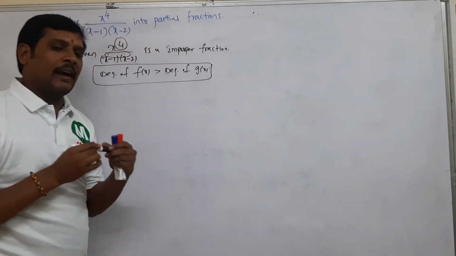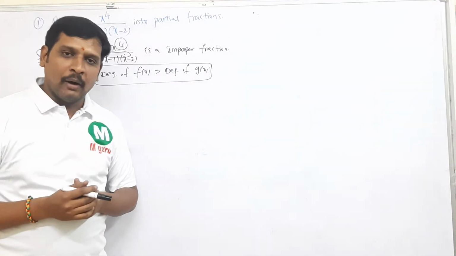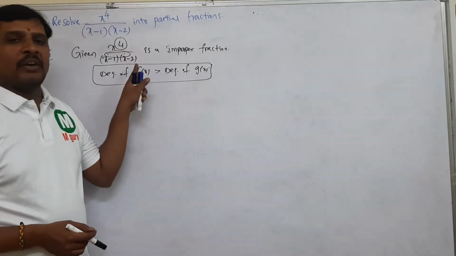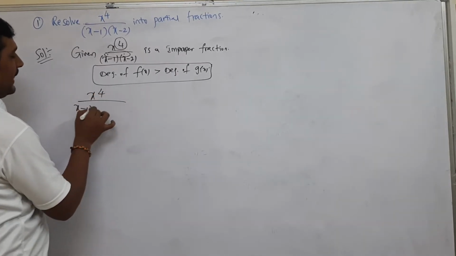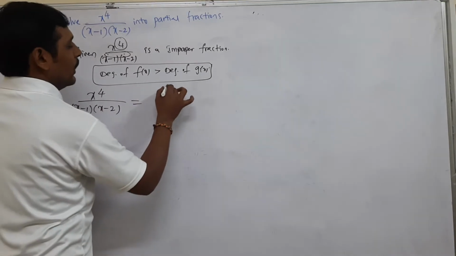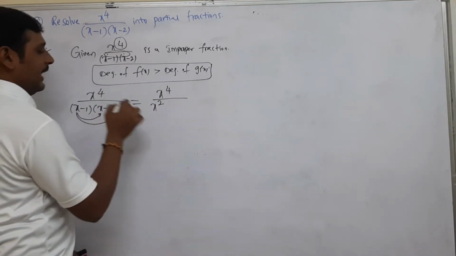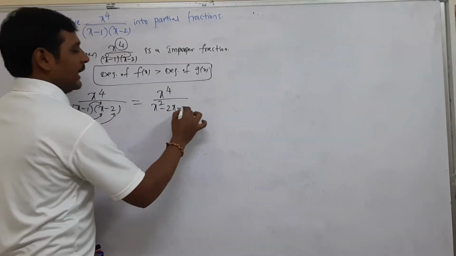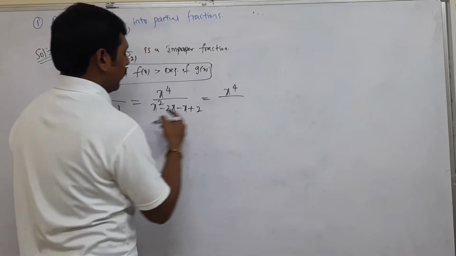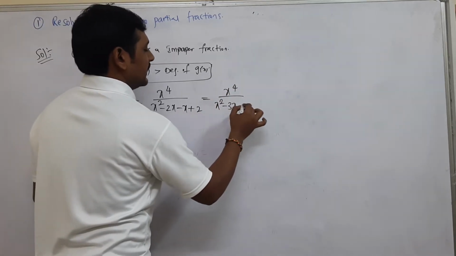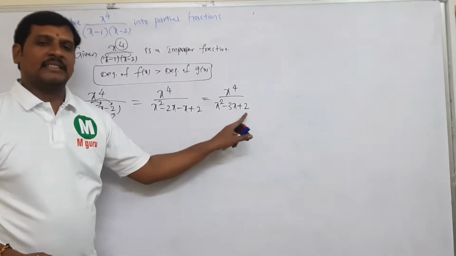Because degree of f of x is greater than degree of g of x, we get the quotient as a polynomial. So we need to divide the given question with g of x. Let us take that first. What is given? X power 4 by x minus 1 into x minus 2. Let us multiply this: x into x, x squared, x into minus 2, minus 2x, minus 1 into x, minus x, minus 1 into minus 2, plus 2, which is x power 4 by x square minus 3x plus 2. So the given question is x power 4 by x square minus 3x plus 2.